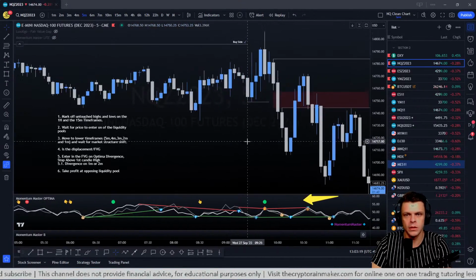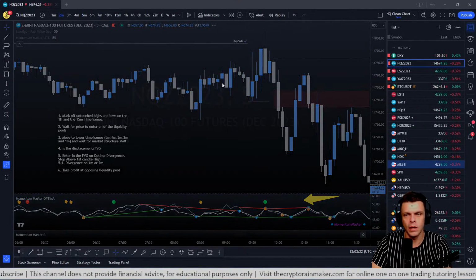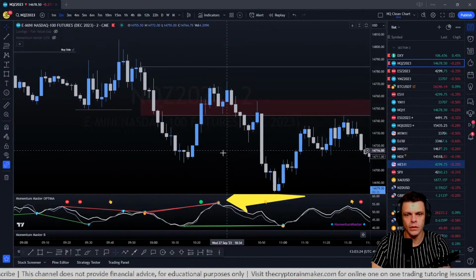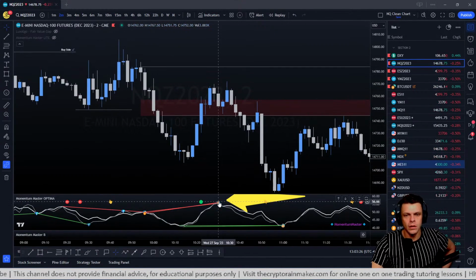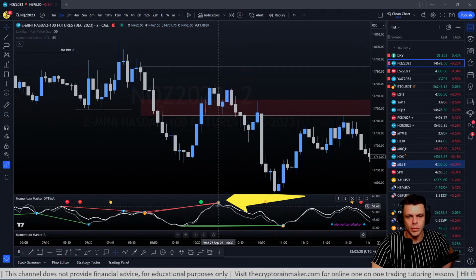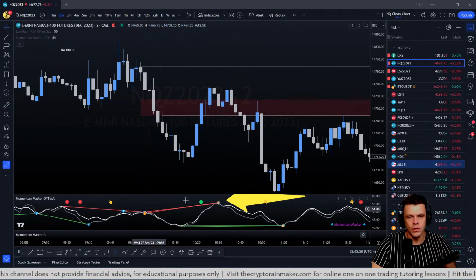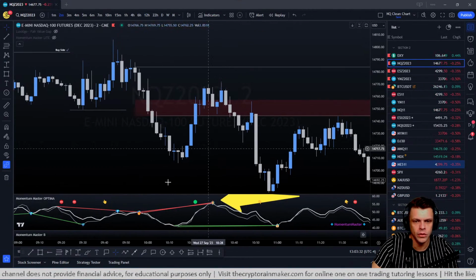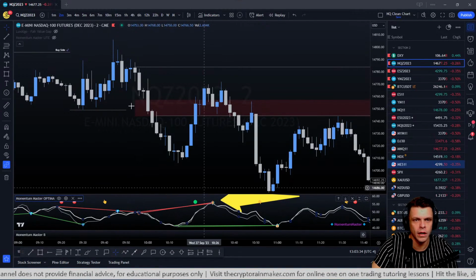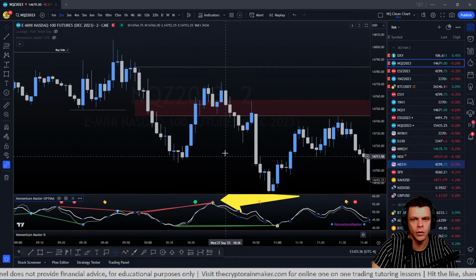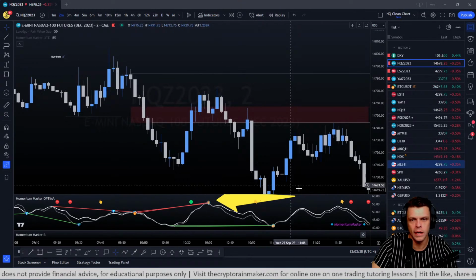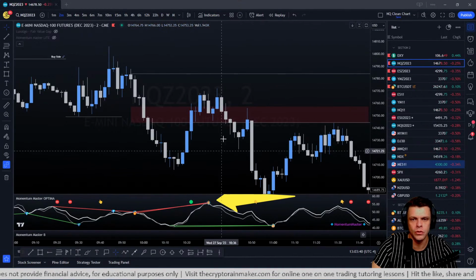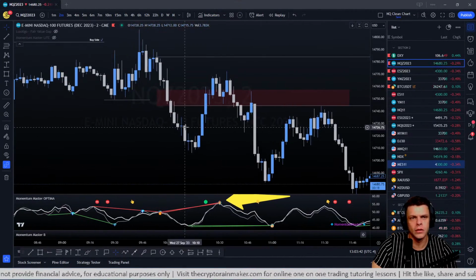Okay, so that's basically the step. If we go down to the 2 minute, the 2 minute is what I used today, we'll see that divergence printing right there. So this is a hidden bearish divergence. You have a high and a higher high, and on price action you have a high and a lower high. So this indicates that the trend to the downside should continue, and that's exactly what happened.